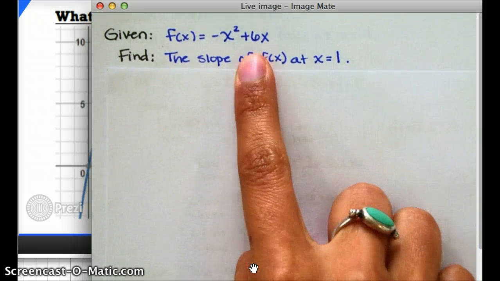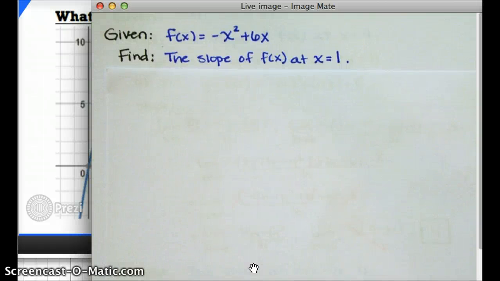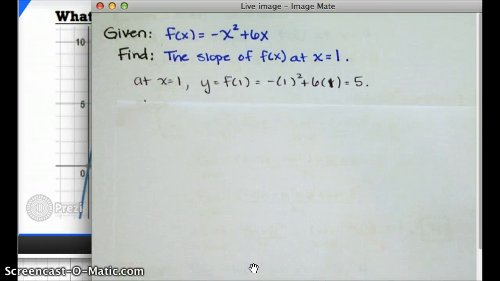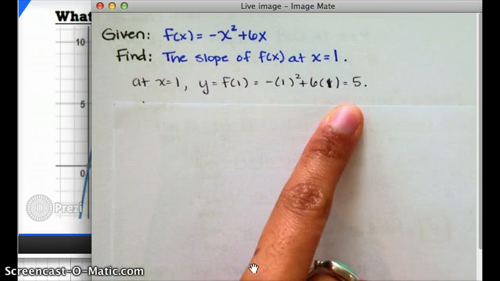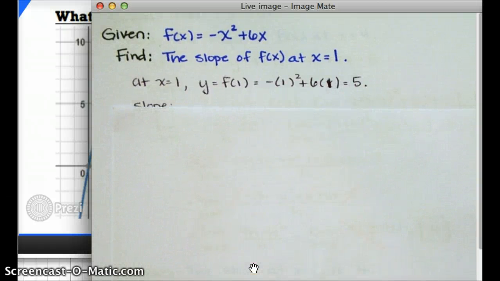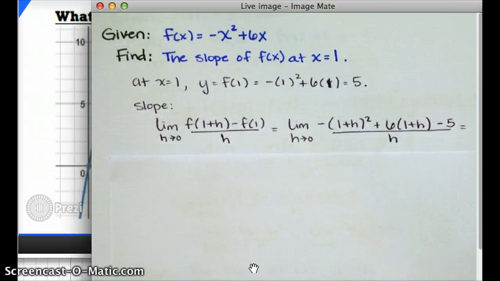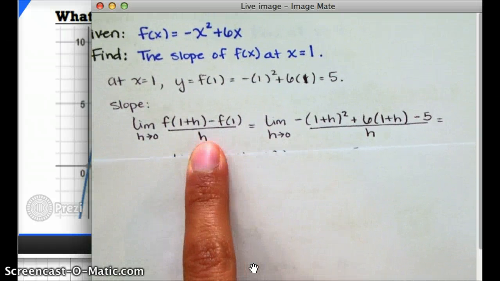We start with the function. We want the slope at x equals 1. The first thing I know is that at x equals 1, the y value is 5, so that's just the point in question. But that's not the slope, that's the y value. So to find the slope, I need to use the limit definition, because we can't calculate the slope of a single point. So I set up the limit of the difference quotient.